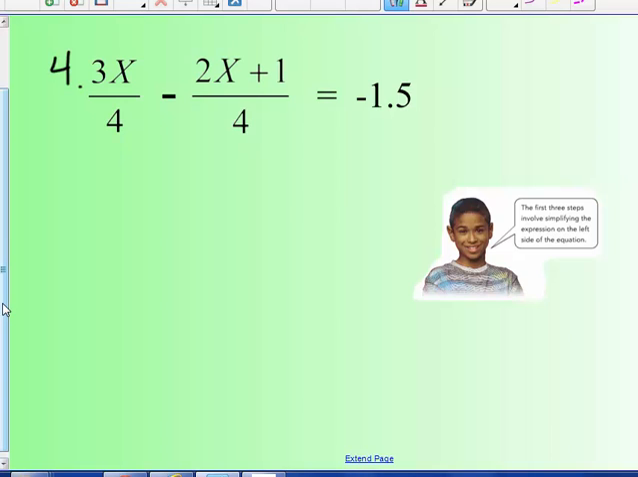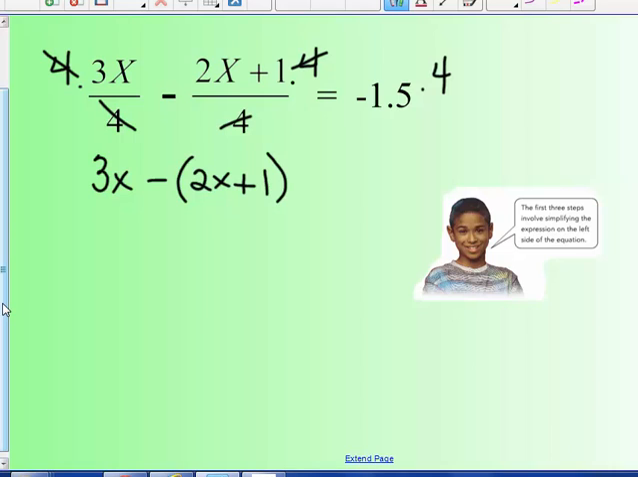So multiplying each term by 4, my divisor of 4 and my numerator and denominator cross cancel, and I get 3x for my first term. This 4 cancels with that 4 that I'm multiplying by in the numerator, but I do have to distribute this negative to all of the binomial 2x plus 1. That's a quantity. That negative does distribute. Here's where the distributive property comes into this problem. So I have to distribute this negative.